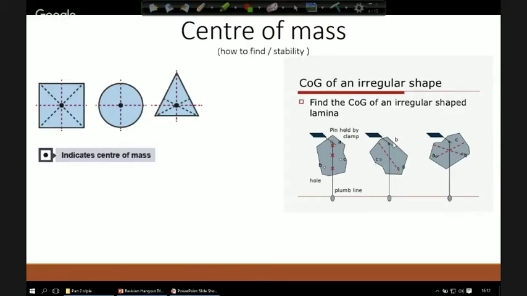Okay, so for a lot of talking, how can we boil that down into a really simple way of explaining this? Well, we hang the object from a suspension point with a mass on a string, freely hanging. We mark the line on it, hang from another point, and repeat it. Mark the line, and the centre of mass is where the lines cross.